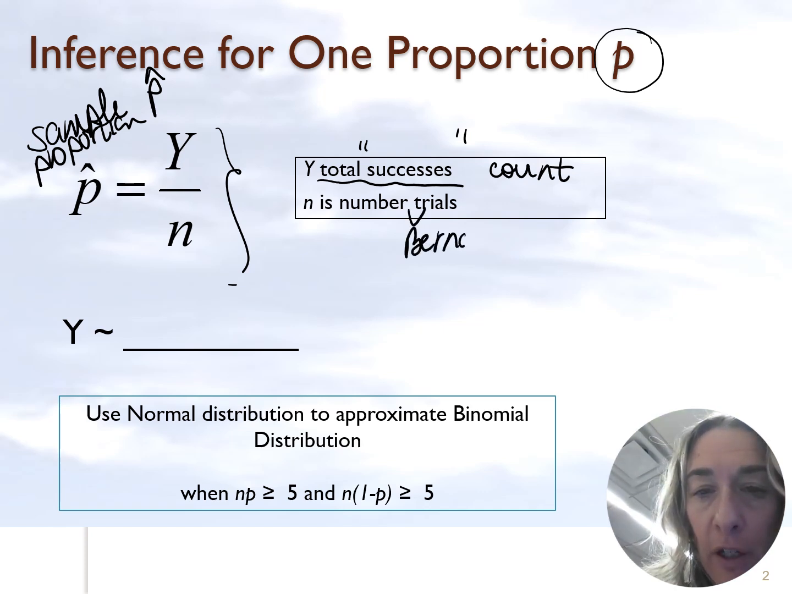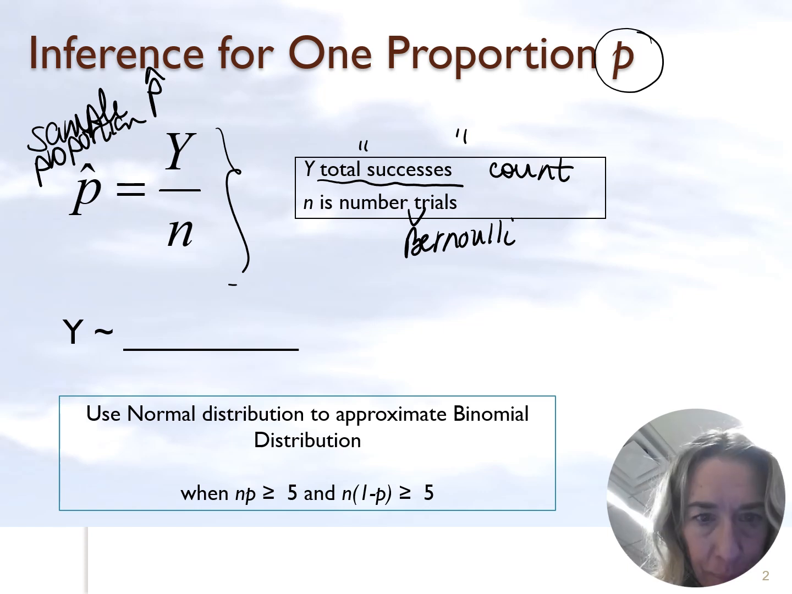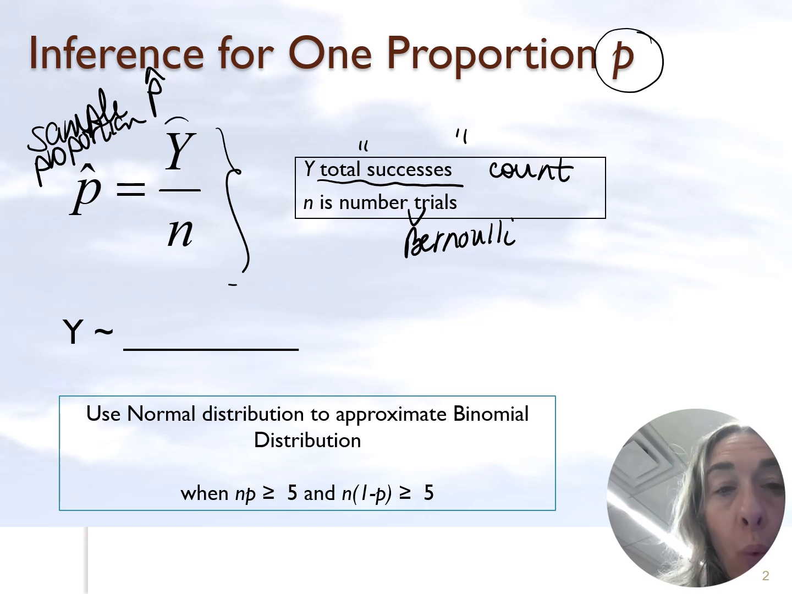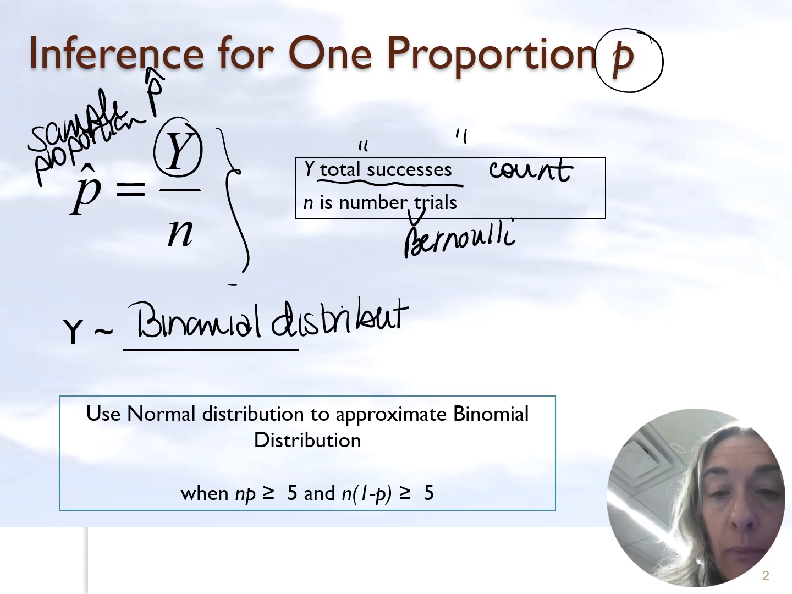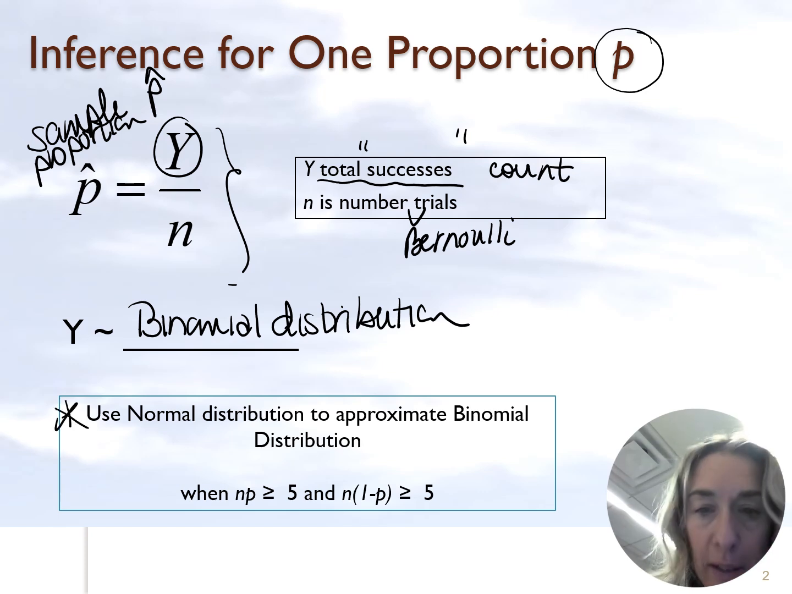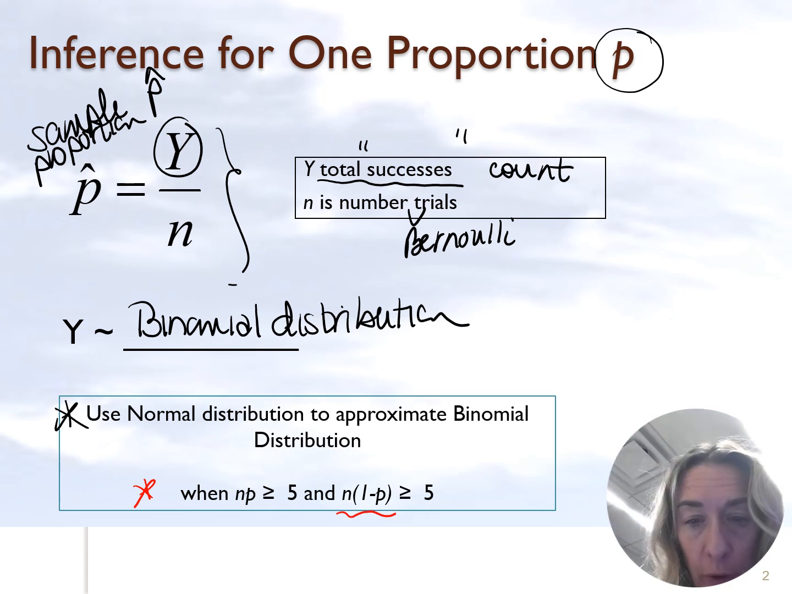You recall that n is for your Bernoulli trials. A Bernoulli trial can result in one of two outcomes. So y is distributed according to the binomial distribution, as you'll recall. And it so happens we can use the normal distribution to approximate the binomial distribution, which we do for ease of calculation, when the following conditions hold: np greater than or equal to 5 and n(1 minus p) greater than or equal to 5.